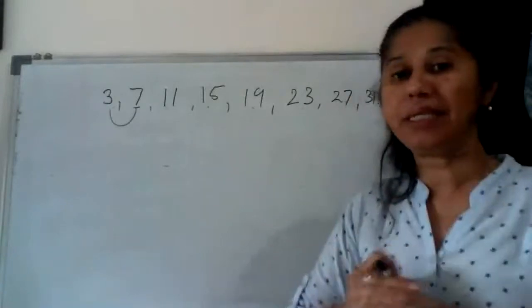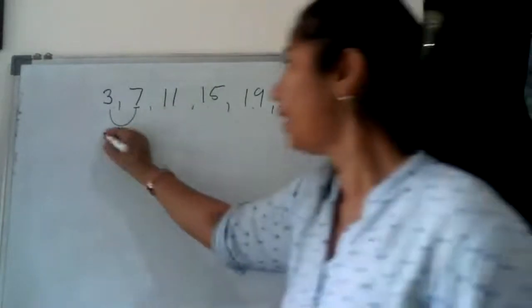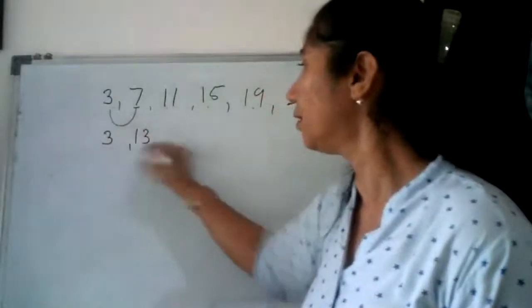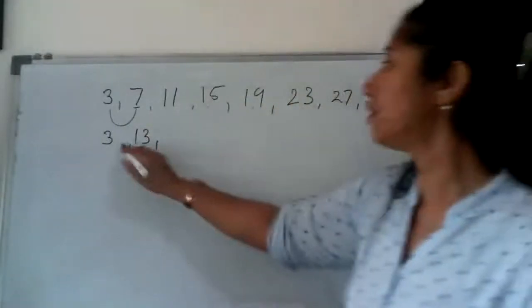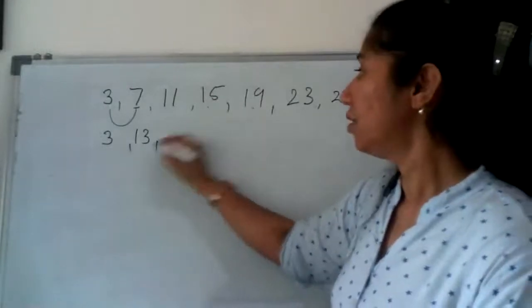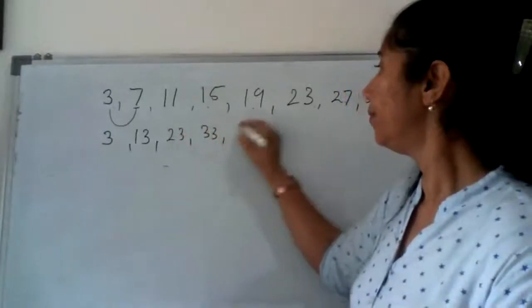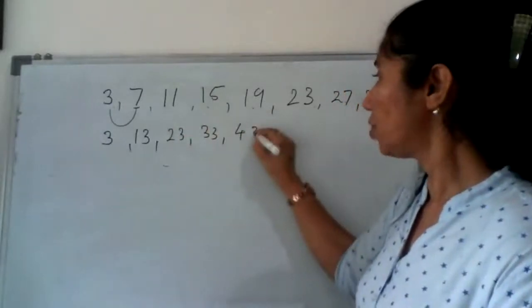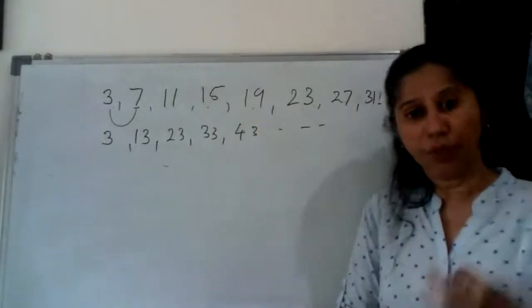Now I'll put this in a taxi form. This pattern could be any. If I say 3, 13, then what could be the next number according to this pattern? Yes, after 3, 13 is coming. So what would be the next number with this method? 3, 13, 23, 33, 43, and so on, right? So let's go with the question.